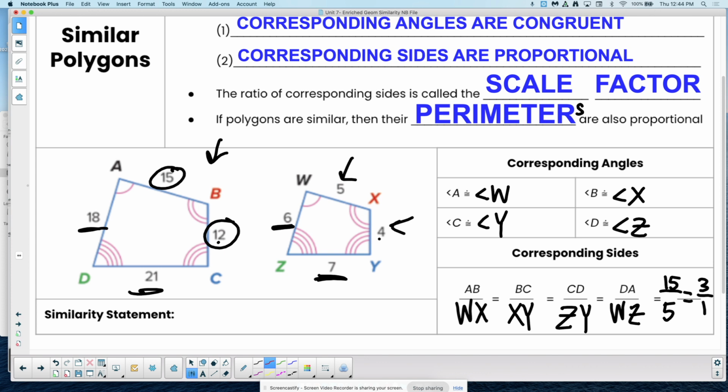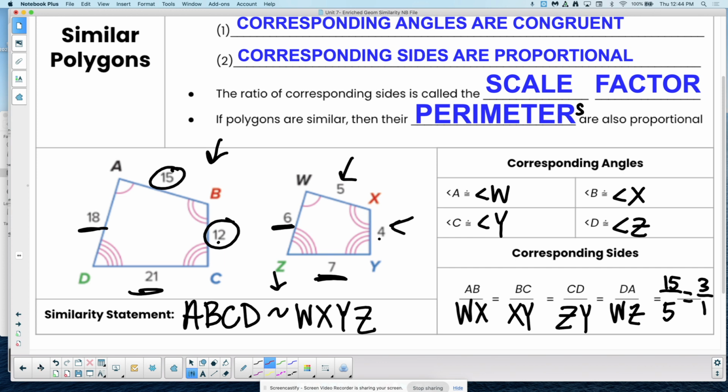And then lastly, our similarity statements. We just list our vertices, and then write the similar symbol, which is that little squiggle right there. And now we match. So A matched W, X, Y, Z.